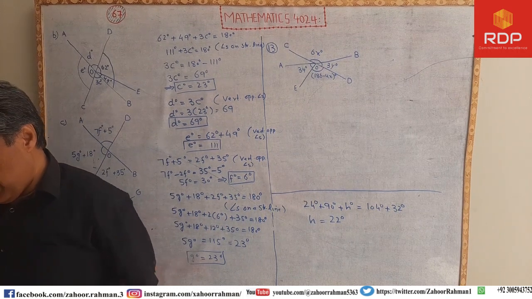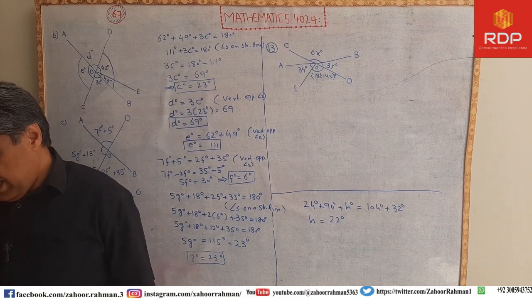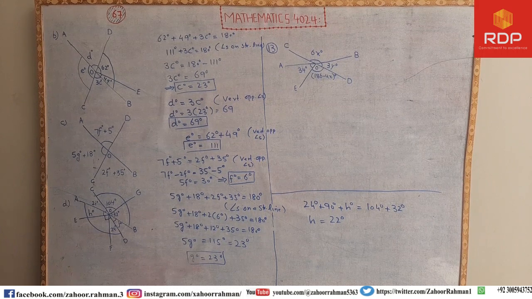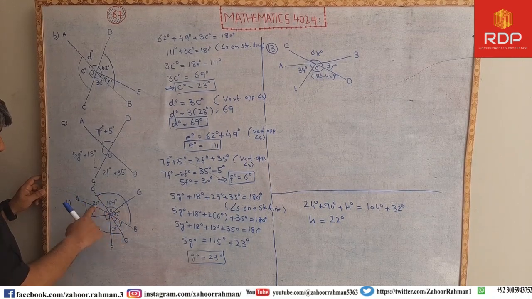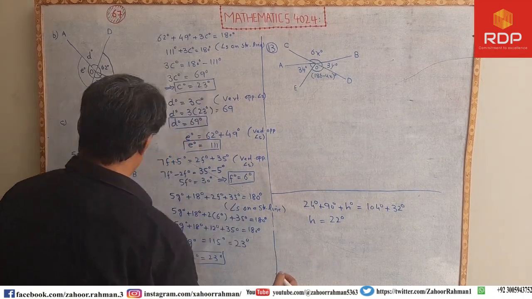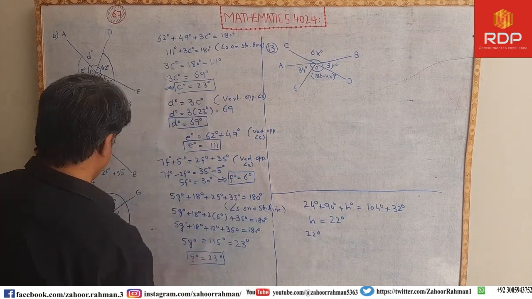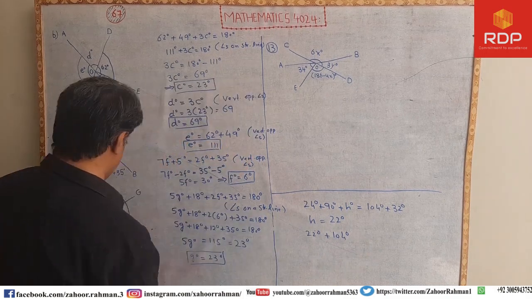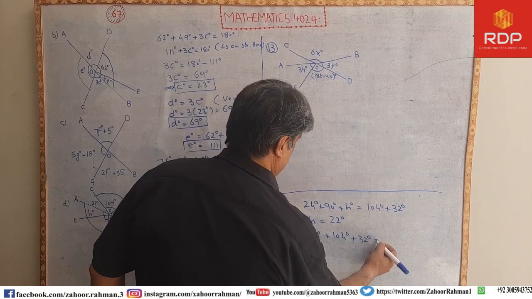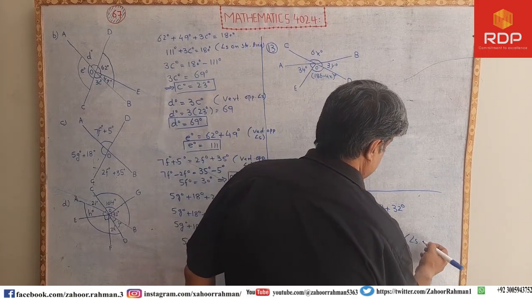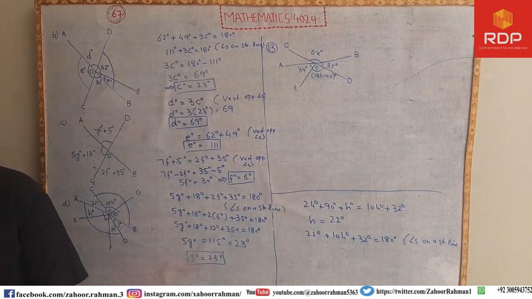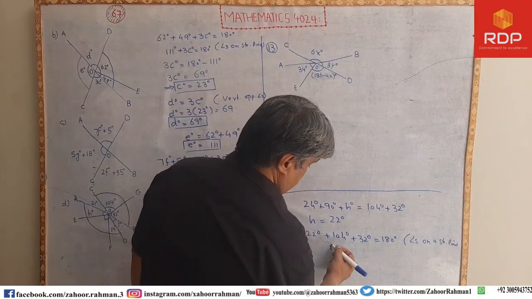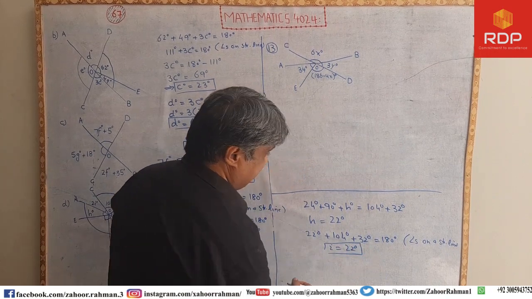Now, next we have to find the value of I, and the value of I is from adjacent angles on a straight line. This one is a straight line, so this plus this plus this is equal to, I am writing, 2I degrees plus 104 degrees plus 32 degrees is equal to 180 degrees, angles on a straight line. And after the calculation, we will have I is equal to 22 degrees. You can calculate and get this result.